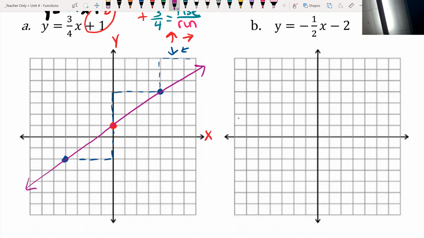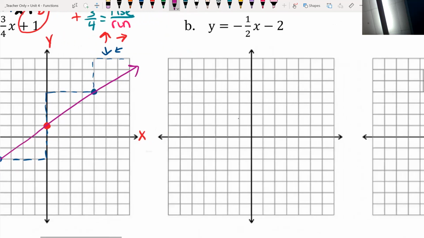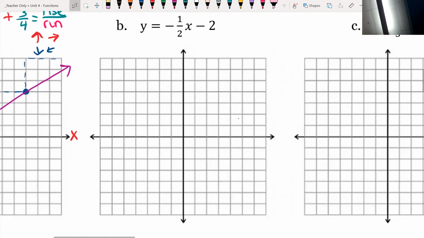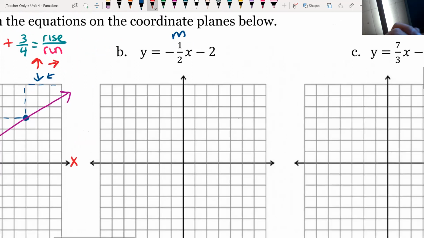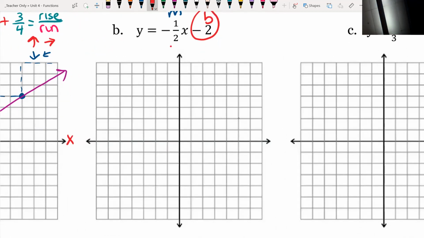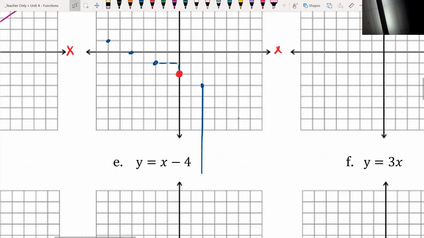All right, so I'm going to do one more with you. Again, this is our slope, and this is our b value, but now it's a -2. So on my y-axis, I'm going to go down to -2 and plot that point. My slope is up 1, over 2 to the left. So we go up and to the left, and down and to the right. Up 1 over 2, up 1 over 2. Again, we do as many points as we can.